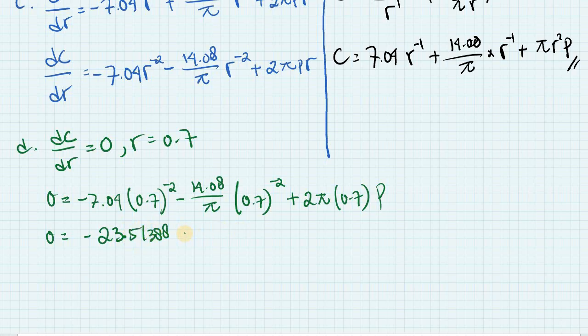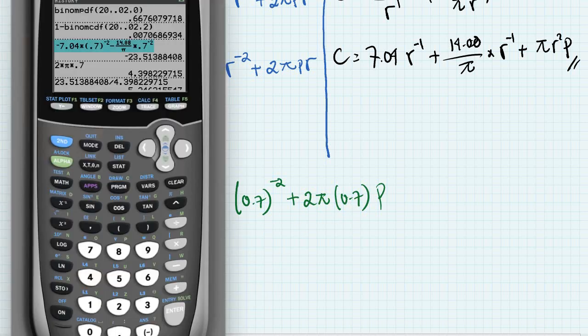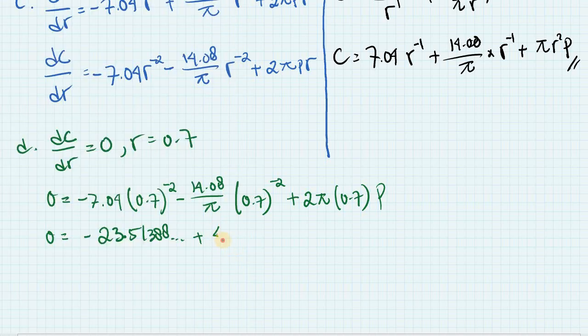23.51388 and so on plus, do not round it to three significant figures, because we are in the middle of the calculation. Plus, let's calculate 2 pi times 0.7. I should have it in my calculator as well. 2 pi times 0.7, we have 4.398 and so on, times p.